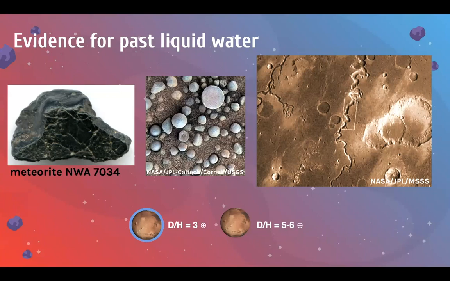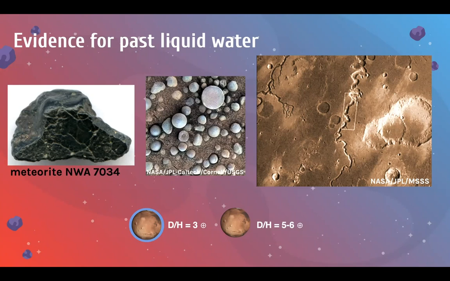So the evidence comes in a multitude of different places. You can find evidence in meteorites. So this NWA-7034 meteorite that was from Mars and landed on Earth, you can analyze its composition and see that there was much more water in the past than there is today, because this meteorite came from a much older time on Mars. And then you can also look at the geology on Mars itself.